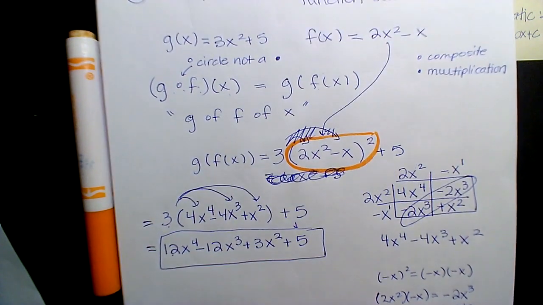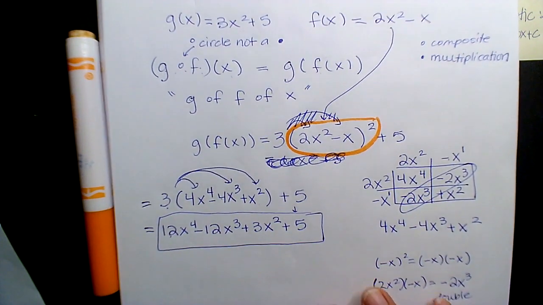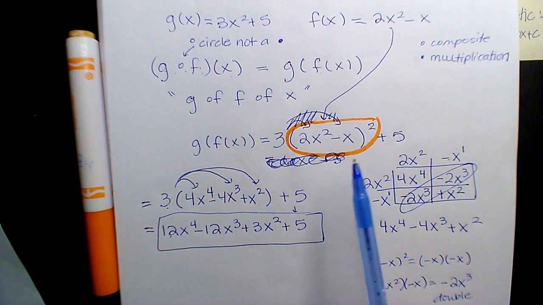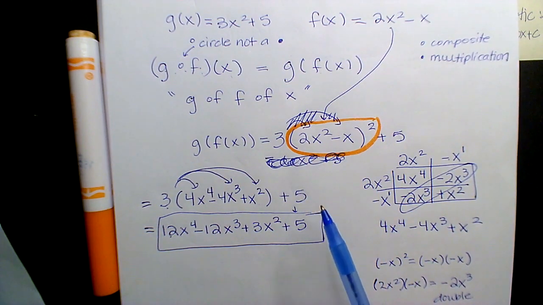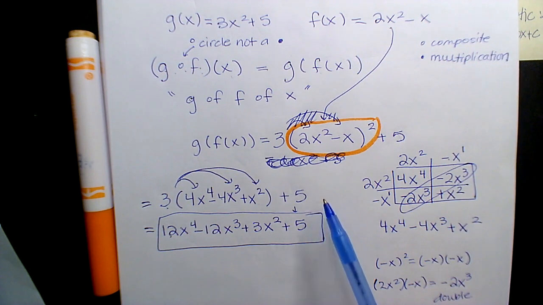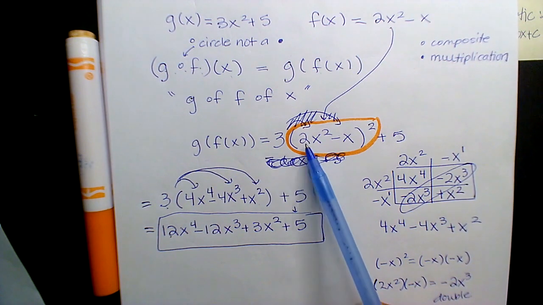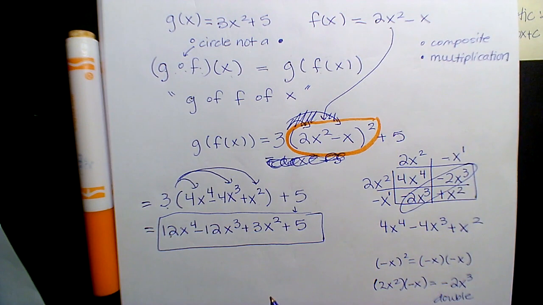So composing functions is easy. It's just a substitution. The way it gets messy is depending on what the functions are telling you to do. Are they telling you to square, cube, right? The afterwards can get really long, or it can get really, really easy. It just depends what you're substituting.